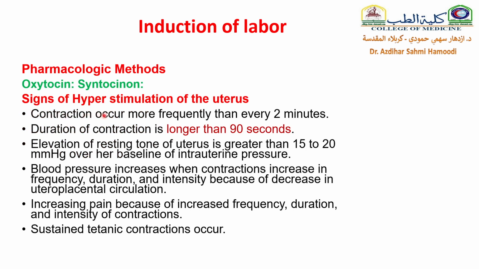What are the signs of hyperstimulation of the uterus? Contractions occur more frequently than every 2 minutes. The duration of contraction is longer than 90 seconds. There will be elevation of the resting tone of the uterus, greater than 15 to 20 millimeter of mercury over the baseline. The blood pressure increases when contractions increase in frequency, duration, and intensity because of decrease in uteroplacental circulation. There will be increasing pain because of increased frequency, duration, and intensity of uterine contractions. Sustained tetanic contractions can occur also.